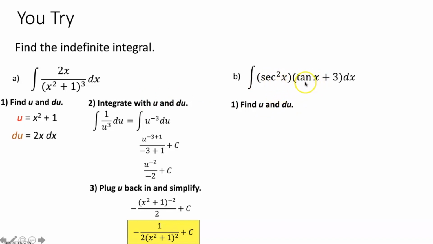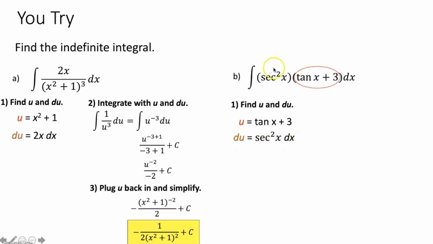So what we have to do instead is set u equal to whatever function that, if you were to take the derivative of that, would be equal to the other function in the integral. So what function, if you were to take the derivative of that function, would equal the other function? Well, that would be this tan x plus 3. If I take the derivative of tan x plus 3, I end up getting secant squared x. So I'm going to set u equal to tan x plus 3. That means the derivative of this with respect to x would be du dx is equal to secant squared x plus 0, or just secant squared x. Multiply both sides by dx, I get du is equal to secant squared x dx.